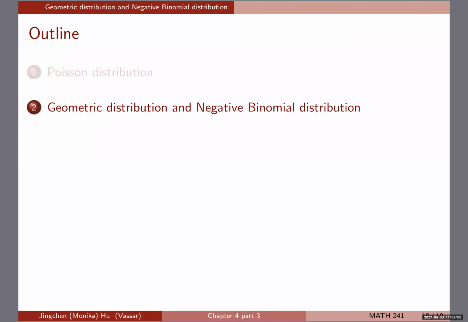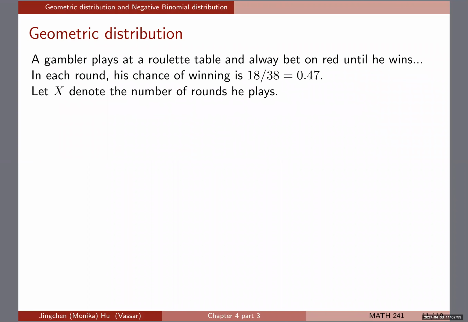The next distribution that we're going to introduce here is the geometric distribution. This is actually pretty commonly seen in real life. Let's just look at an example here. A gambler plays at a roulette table and always bets on red until he wins.